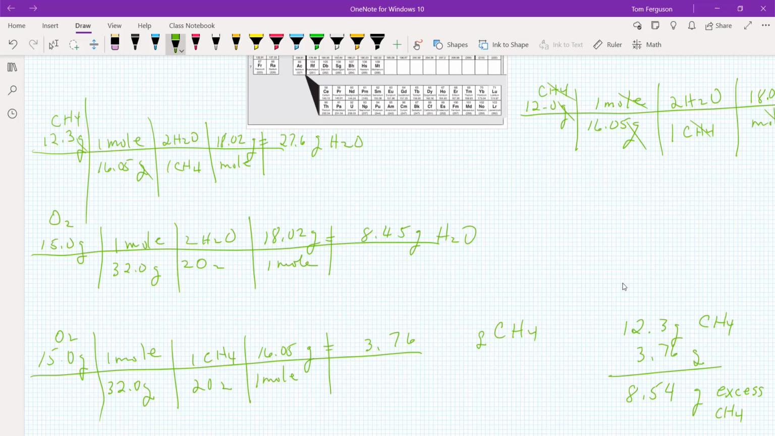But what if we had tons of it? Like I have a match. Let's play like the match is methane burning. And I have this room full of oxygen. Which is going to limit the amount of carbon dioxide I make, the match or the room full of oxygen? The match. Right. Not the oxygen.